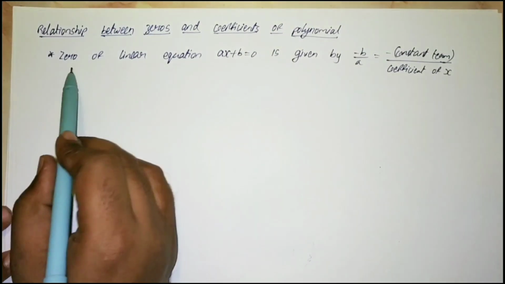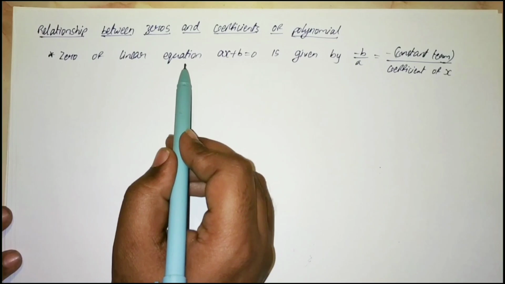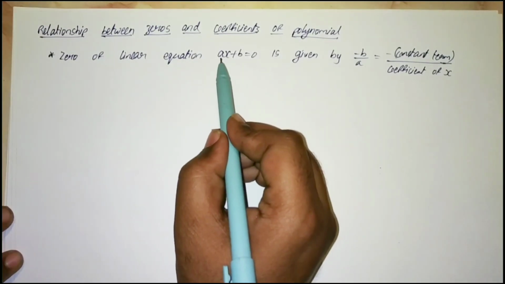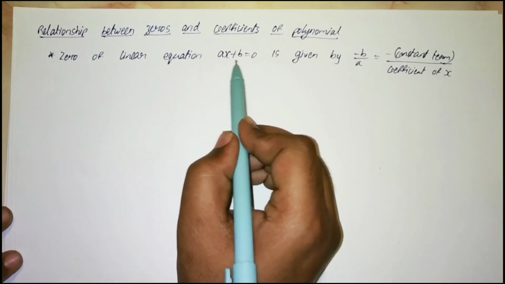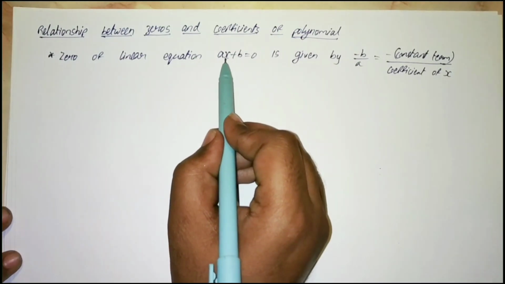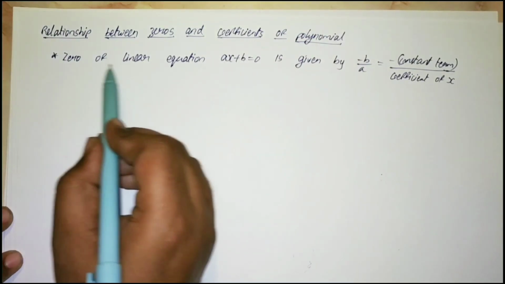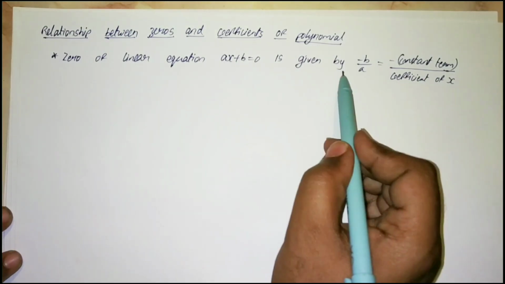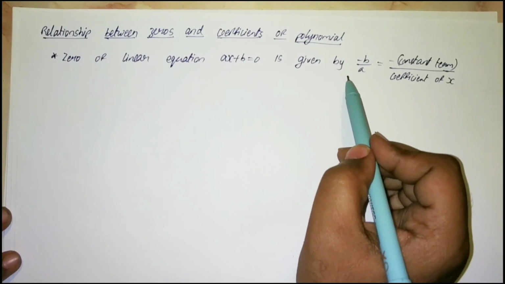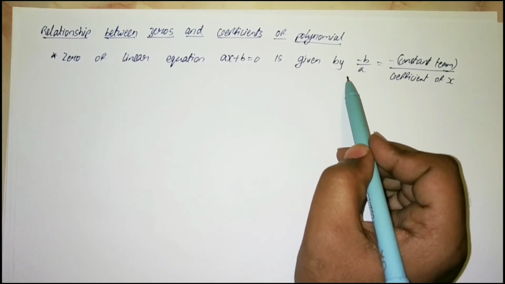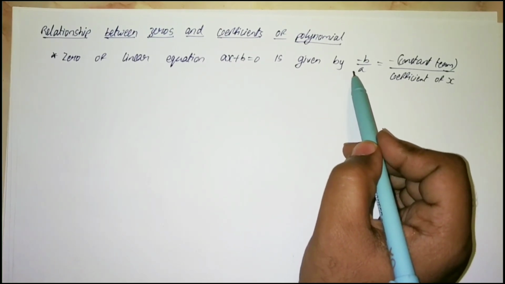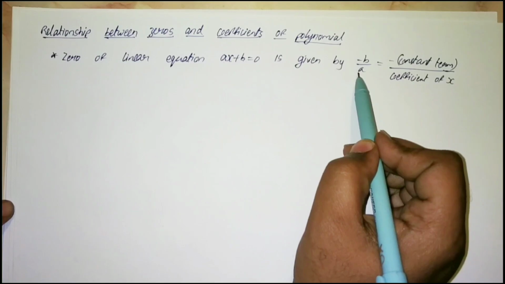So here, zeros of linear equation. Linear equation means the polynomial having highest power 1. So what is the general form of linear equation? ax plus b. Here b we call as constant term and a we call as coefficient of x, right? So the zero of a linear equation is given by minus b by a. That means if we solve that equation, that is, find the zero for that equation, then that value will be equal to minus b by a.